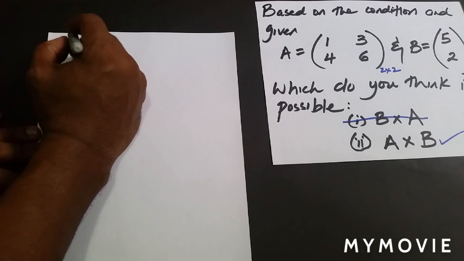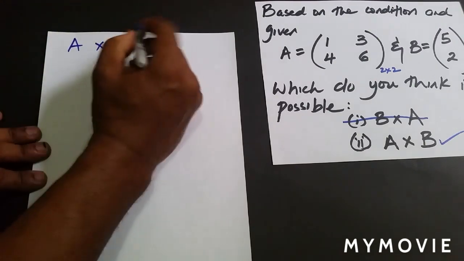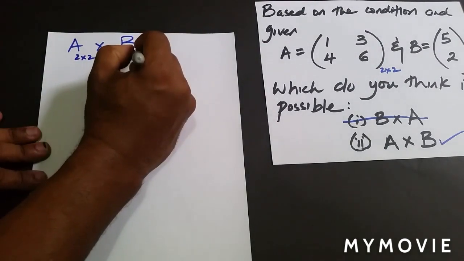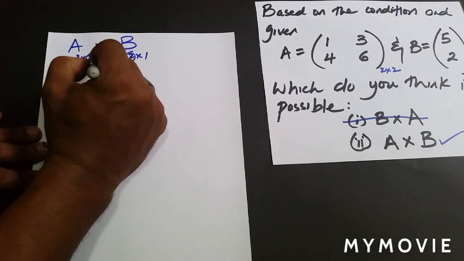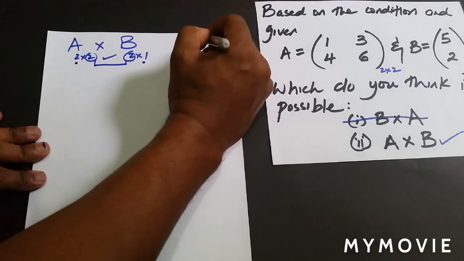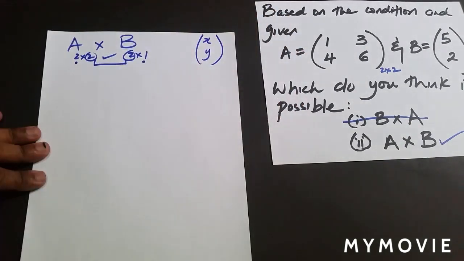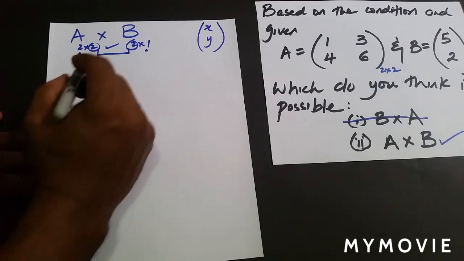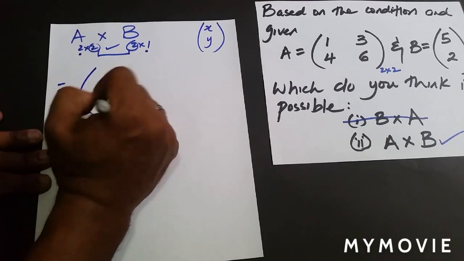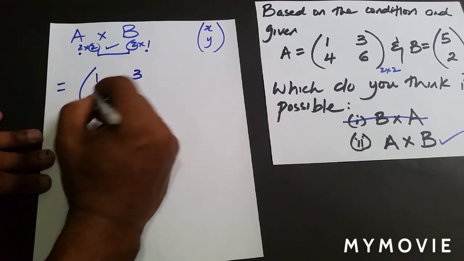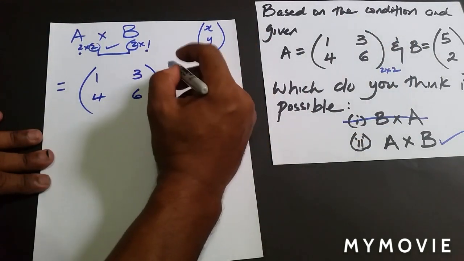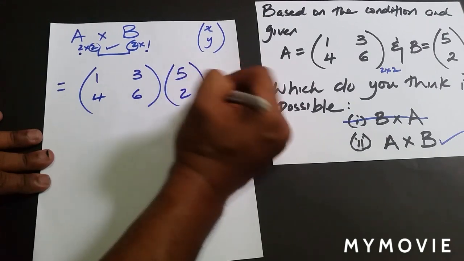So A times B, and based on this discussion, the inner numbers are the same. That means we're good to go with multiplication, and we should end up with a 2 by 1 matrix, which looks like this. So our answer should look like that. Let's proceed. The first matrix is A, so we write 1, 3, 4, and 6. Matrix B is the second matrix, which is 5 and 2.